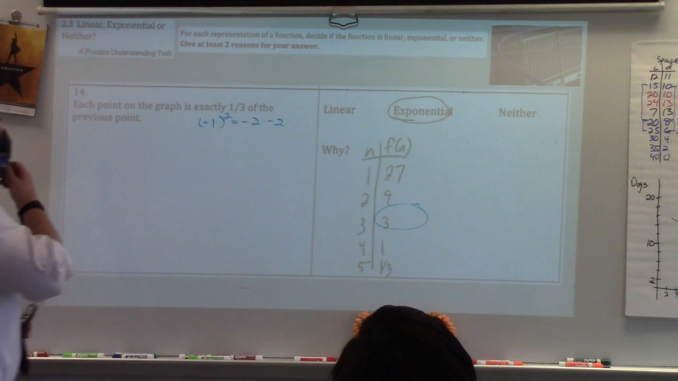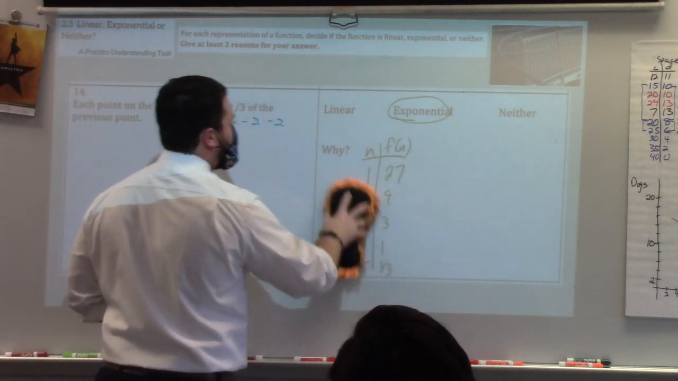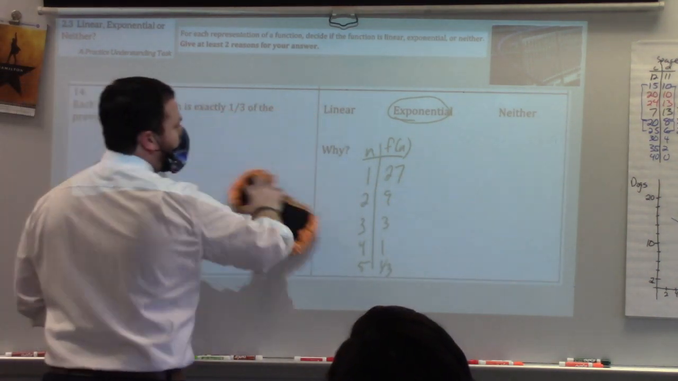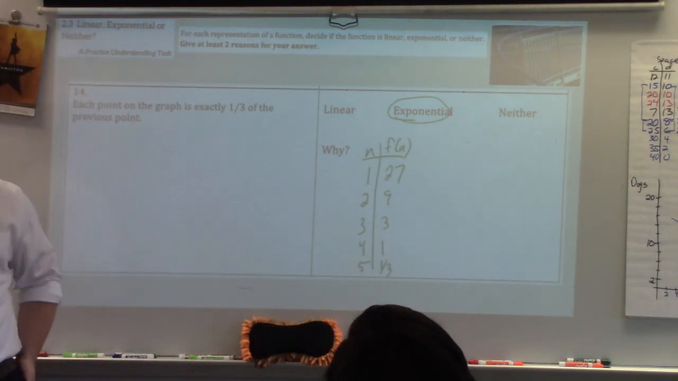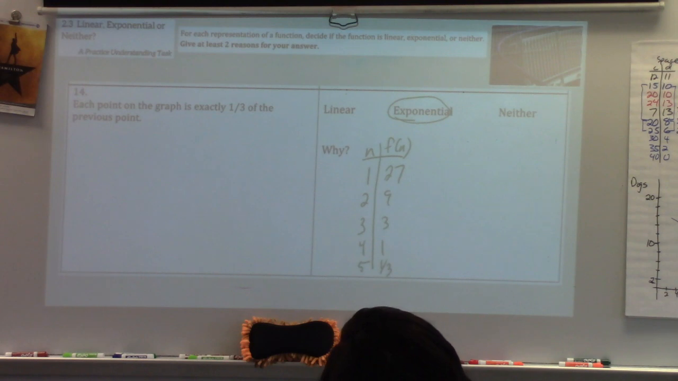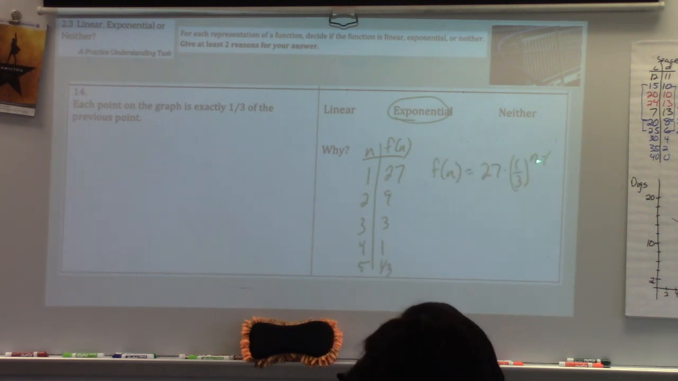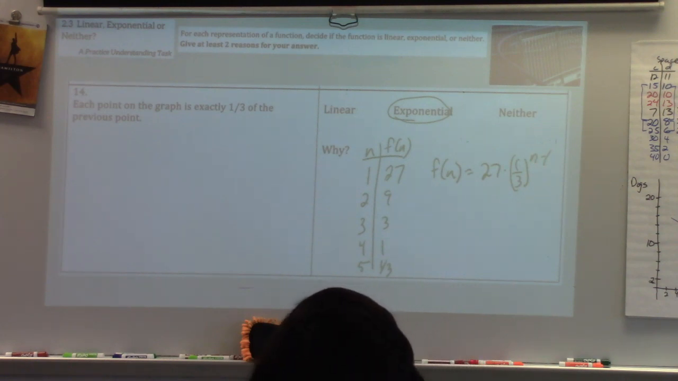Alright, so each point on the graph is exactly 1/3 of the previous point. If I see a fraction, what is that telling me to repeatedly do? Multiply. If I'm repeatedly multiplying, what is that? Repeated multiplication would not be multiplication. Repeated addition would be multiplication. Repeated multiplication is an exponent. Notice, where's the variable located?